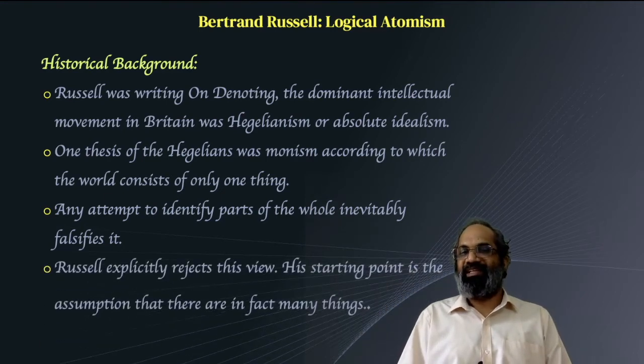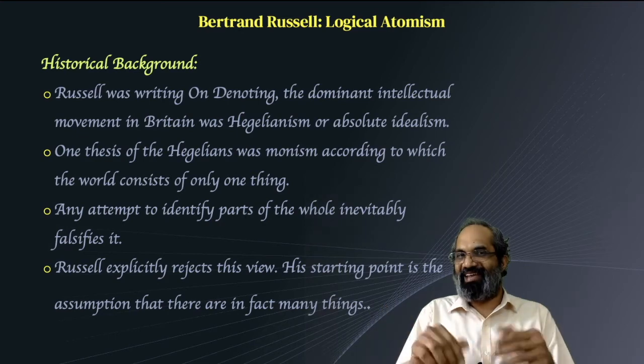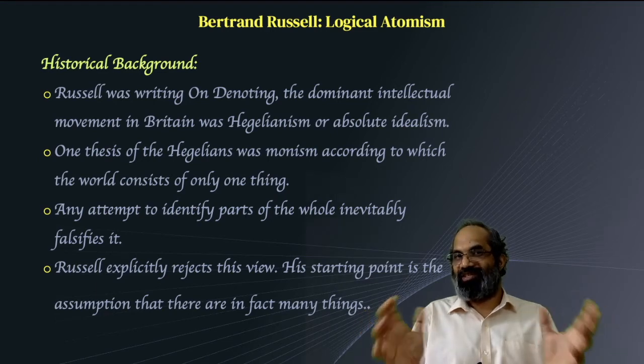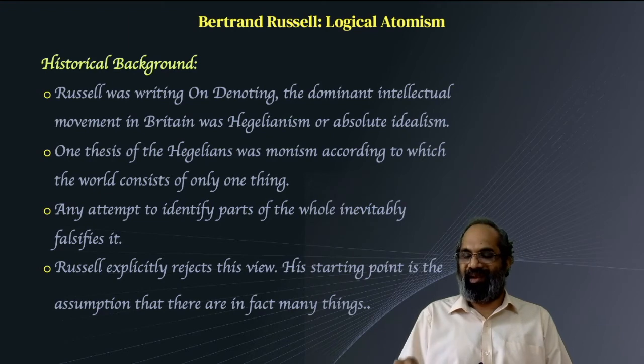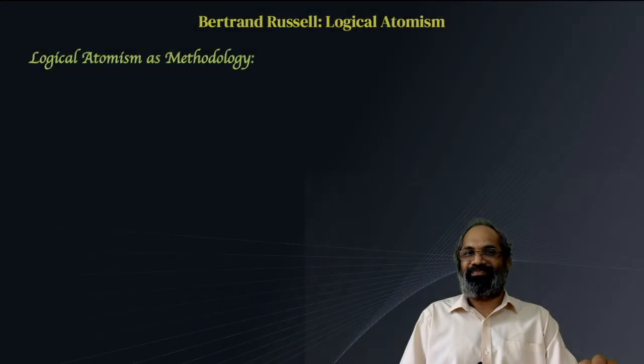So Russell explicitly rejects this view. With the refutation of this view, the idea that the whole constructs reality, or the whole determines the part, is explicitly rejected by Russell, and his standpoint is the assumption that there are in fact many things. There is not only one reality, an absolute monistic reality, but the world is constituted out of many simple realities. That's the logical atomist position of Bertrand Russell.